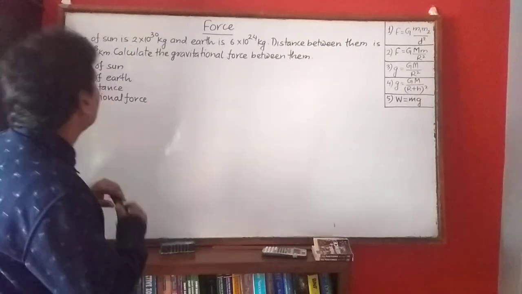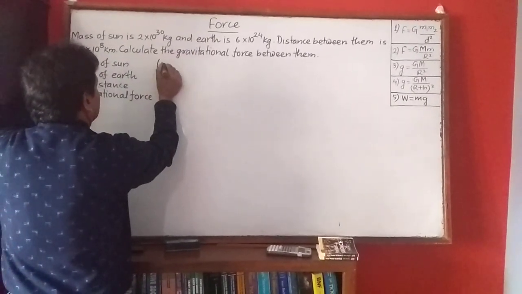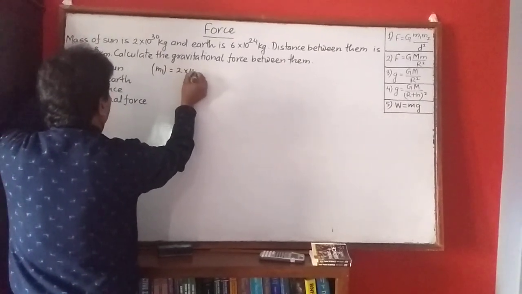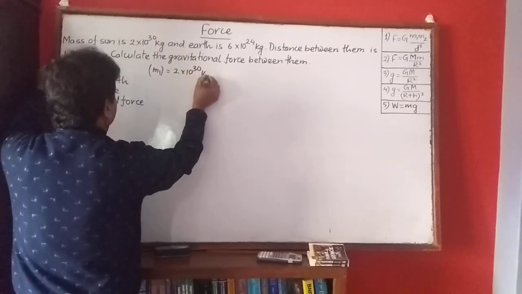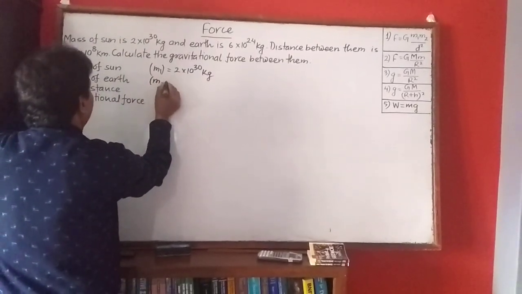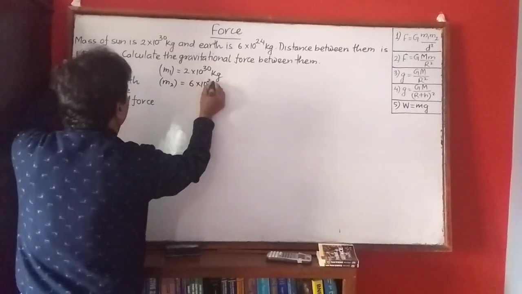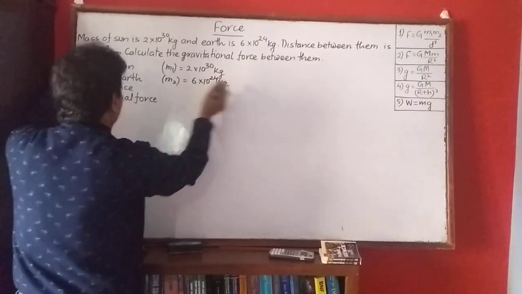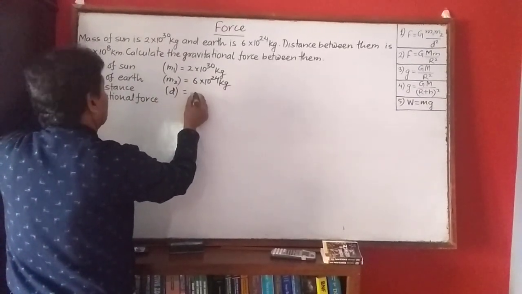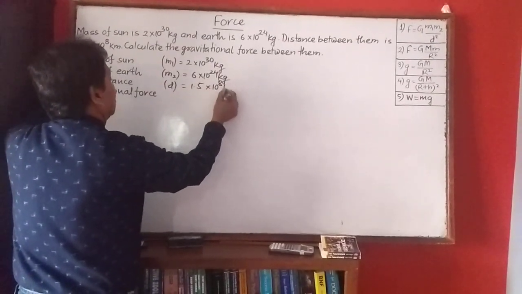Look at this. In this numerical problem, the mass of the Sun is given and we can denote it by m1. m1 is equal to 2 into 10 to the power 30 kg. And another mass is given, the mass of Earth, which can be denoted by m2. This is 6 into 10 to the power 24 kg. And the distance between them is denoted by d. This is equal to 1.5 into 10 to the power 8 kilometer.